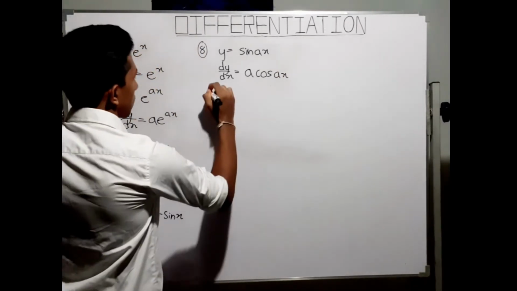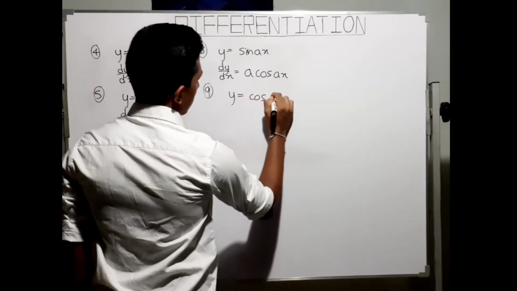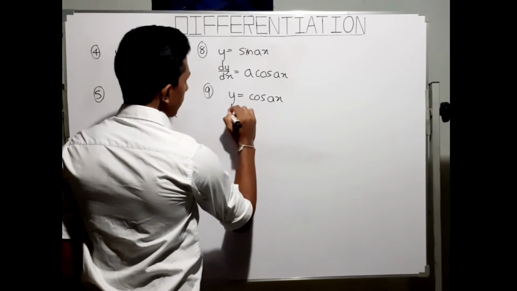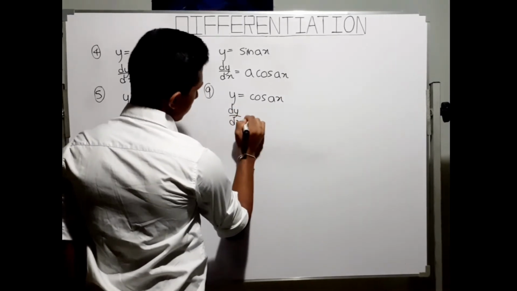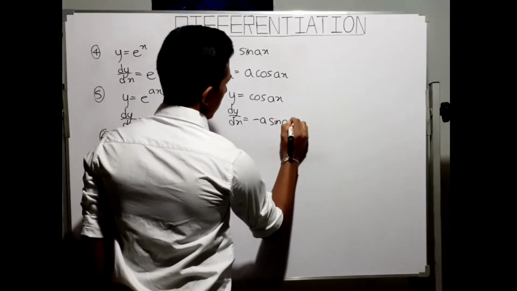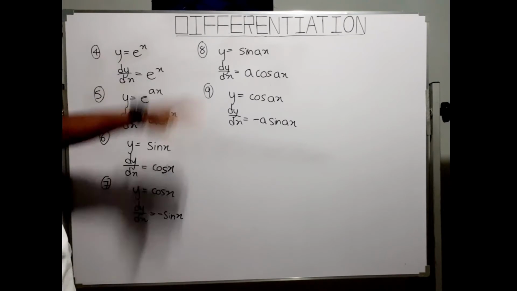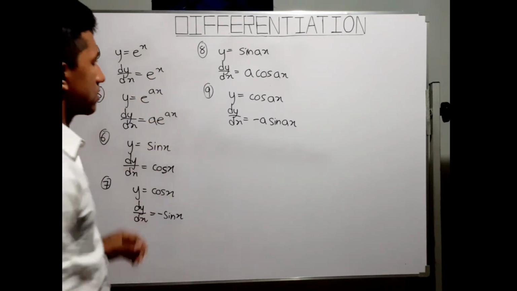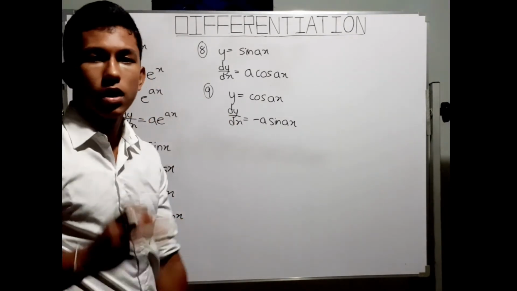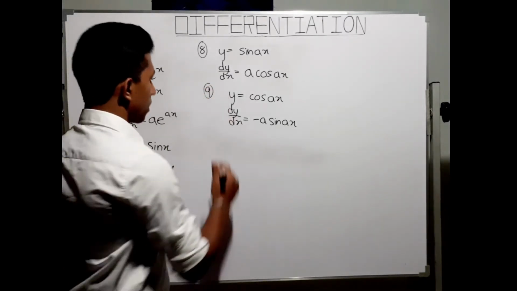So the ninth rule we're going to learn now is y equals cos ax. The differentiated version of this is going to be minus a sine ax. So I suggest that you make a note of all of these and box them, since these are important rules, and they will come into use here.